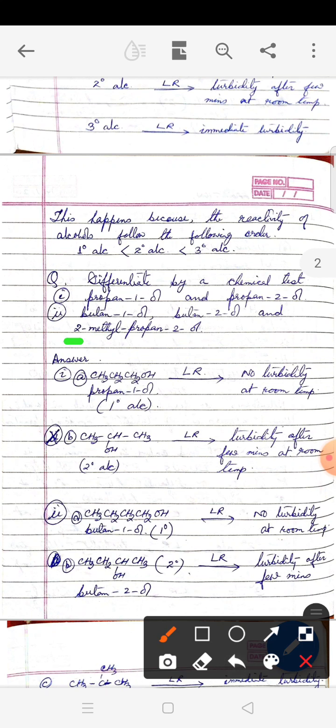So we can make use of the same Lucas reagent again. What we do here, to all the three I have written the structures. If you don't remember the structures, you simply write the names.